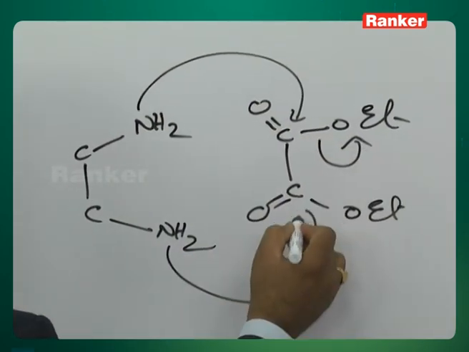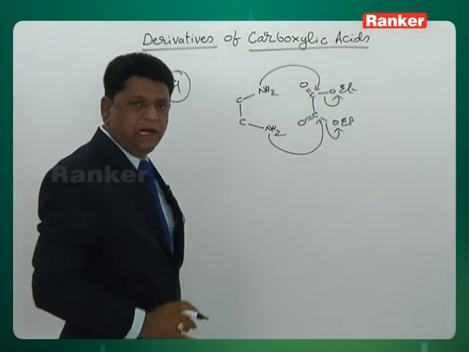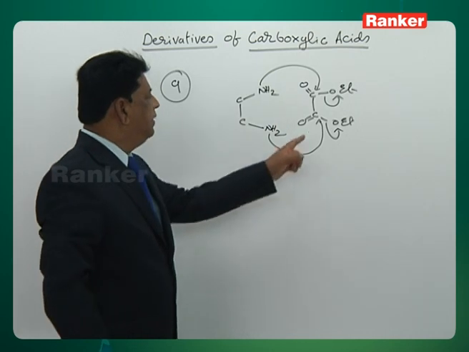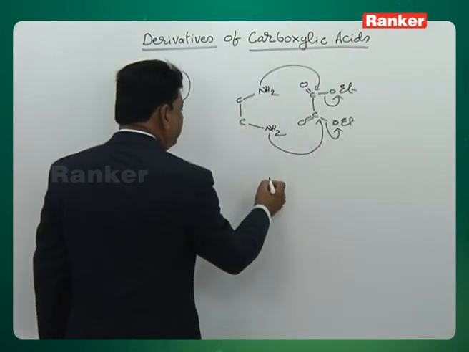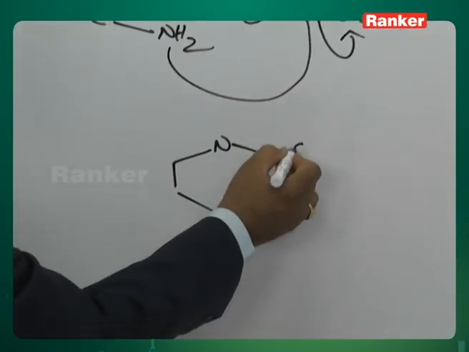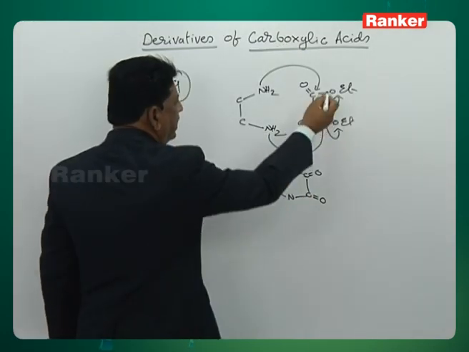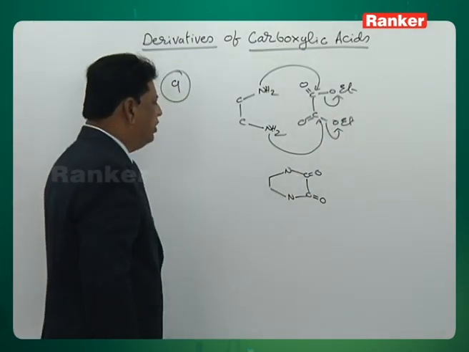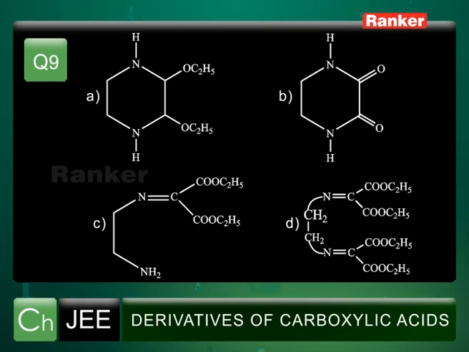It is an allowed type of replacement because amines are stronger bases than the alkoxy group. Therefore, it is replacing. Both sides will form amides, and as a result you will get a diamide. Within the compound, you will get a diamide formation. Both ethoxy groups will go out, and a cyclic diamide is formed. That is nothing but option B, which is the right answer.